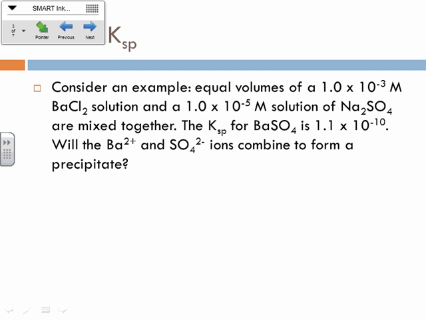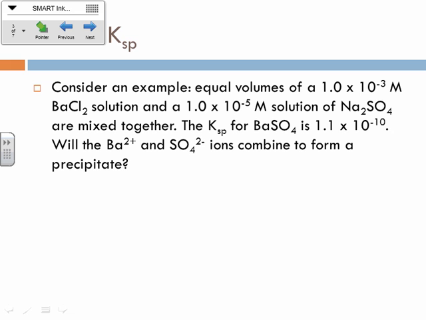We have equal volumes of 1 times 10 to the negative third molar BaCl2 and 1 times 10 to the negative fifth molar Na2SO4. KSP for the BaSO4 is 1.1 times 10 to the negative 10th. Will the Ba2+ and the SO4 2- combine to form a precipitate?